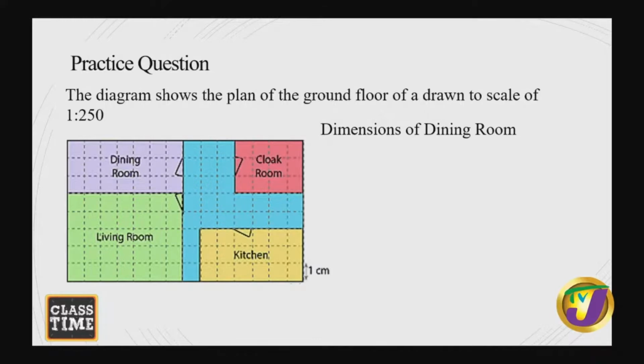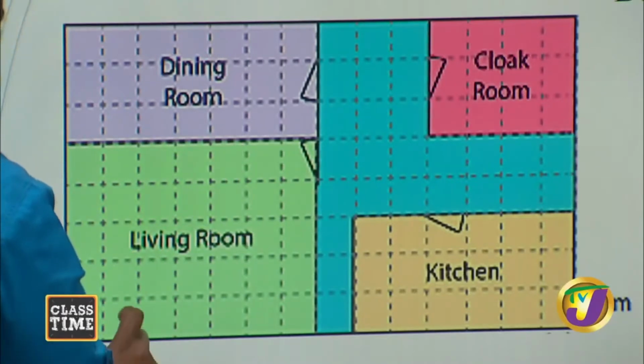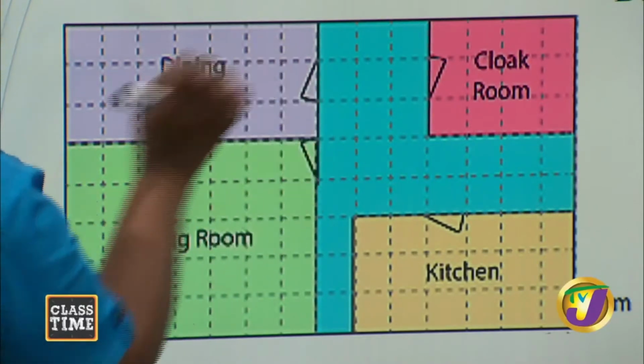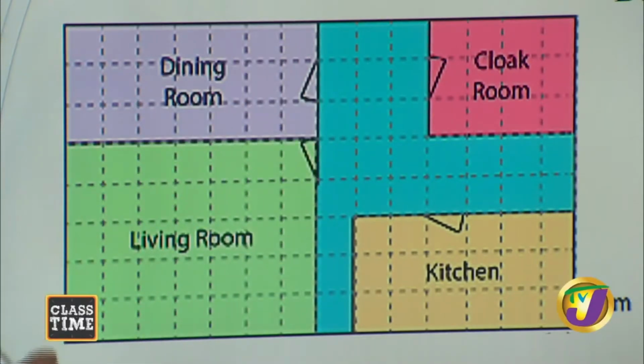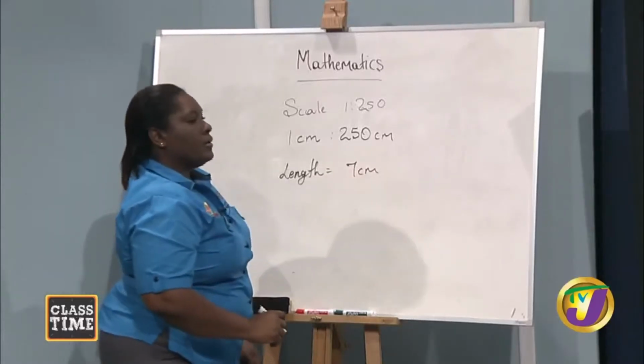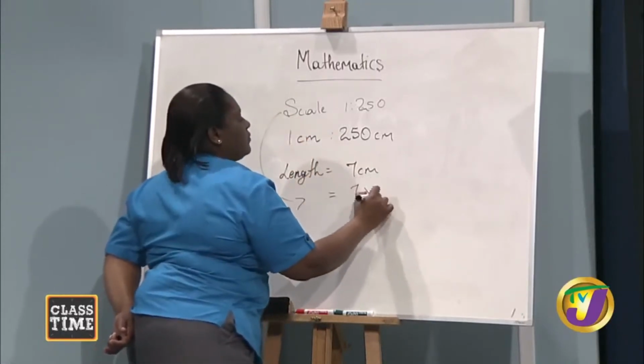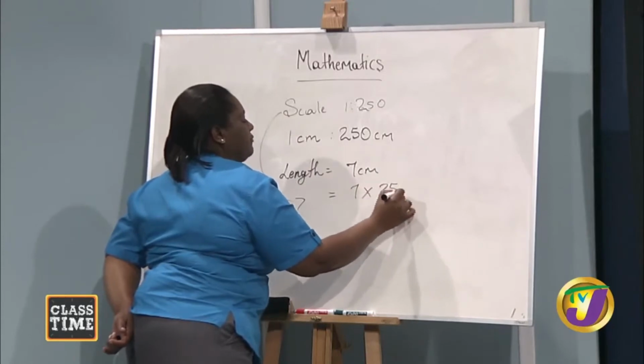All right. So the length would be from here to here. So we can go ahead and count. 1, 2, 3, 4, 5, 6, 7. And it is 7 centimeters. Right. So I'm going to make note. So that's 7 centimeters. For every 1 centimeter is 250 centimeters. So therefore, if I have 7 centimeters, it would be 7 centimeters multiplied by 250.